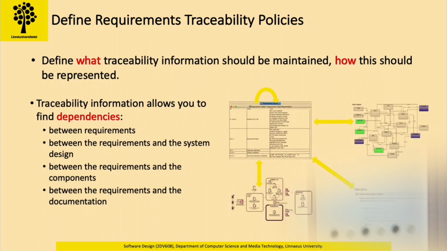So here is an example. You have a list of requirements, let's say in a database or a table. The first one is this relationship between the requirements. Then you have the relationship between requirements and the system design, where it's bidirectional.